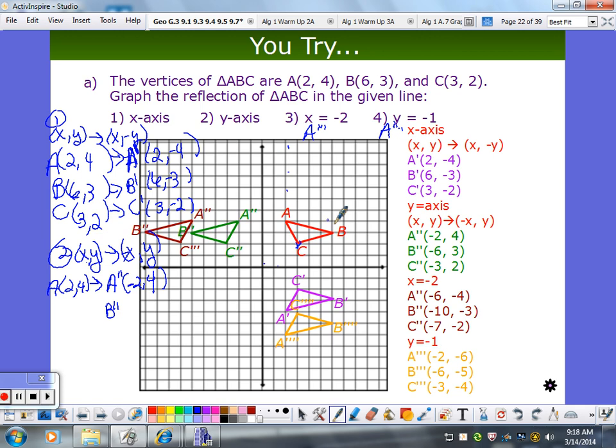For the test, that's a good question. I want to see this, label points. I want to see your mapping. I want to see your prime coordinates. And I want to see your image. Labeled. A prime, B prime, C prime. So that's all the things I want to see.